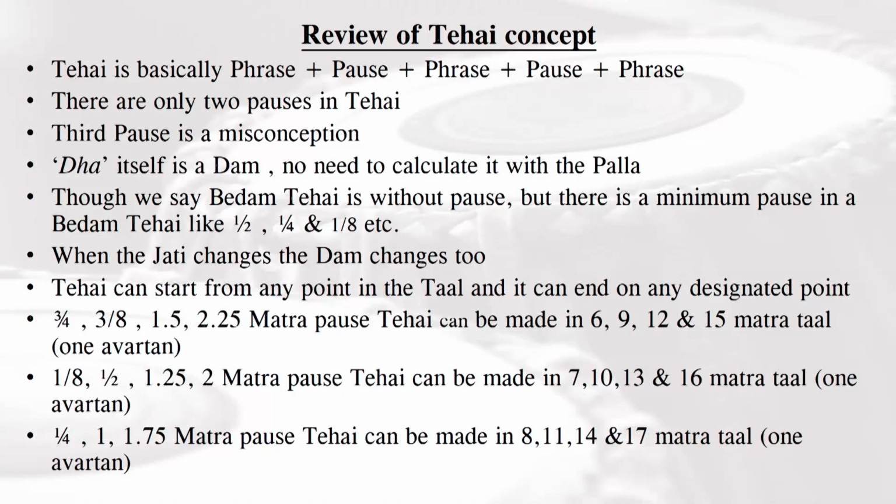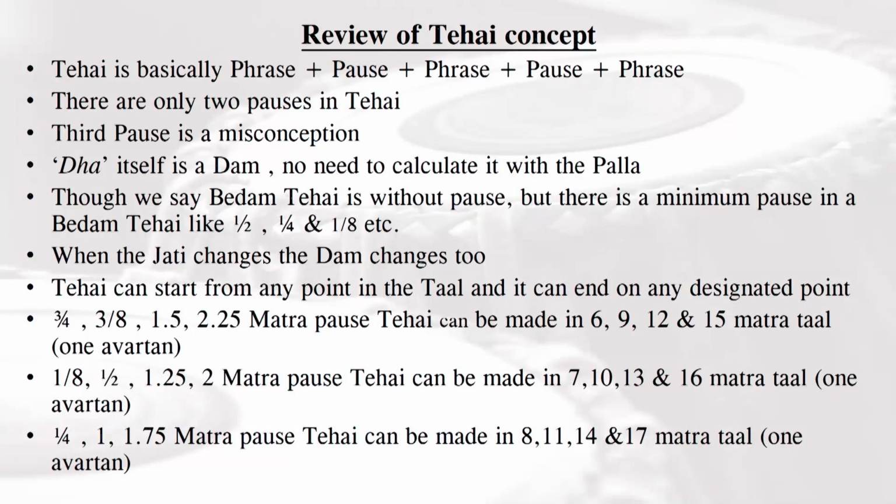So we have total 3 phrases separated by 2 equal pauses, and even the phrases are also proportional in the length. So Tihai basically consists of 5 parts, 3 parts with phrase and 2 parts of pause. So there are only 2 pauses in Tihai.